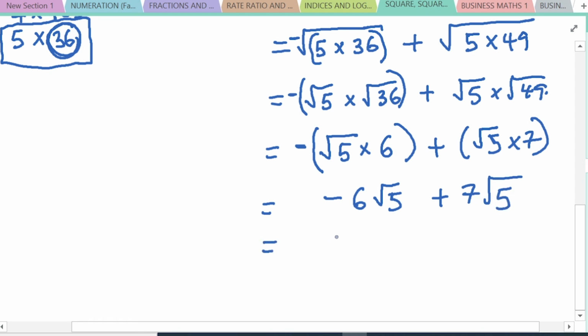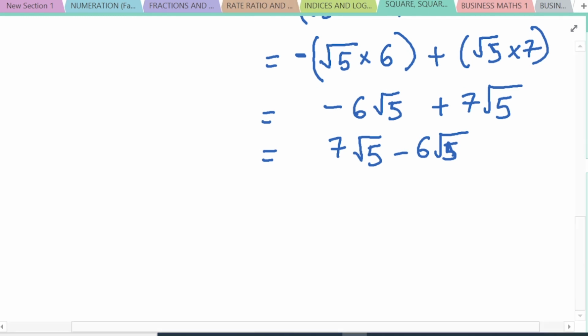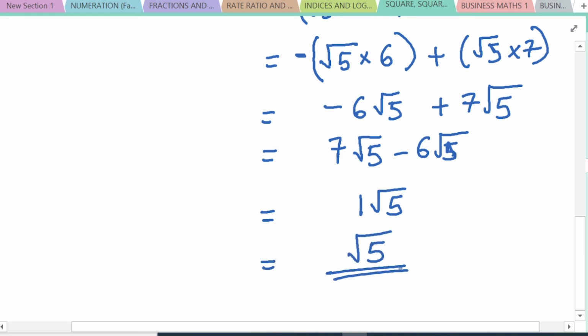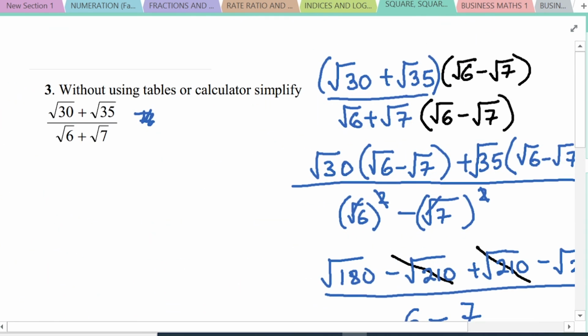So this is the same. If we are to rearrange this, this is the same as saying 7 root of 5 minus 6 times the root of 5. So from there we can have 7 minus 6. It's 7 minus 6 is 1. So it's more like 1 times the root of 5, which is just simply saying root of 5. So our answer is the square root of 5. And that's how, without using tables or calculator, we have simplified this.